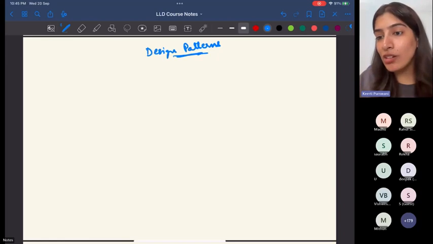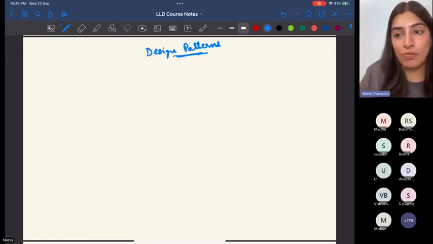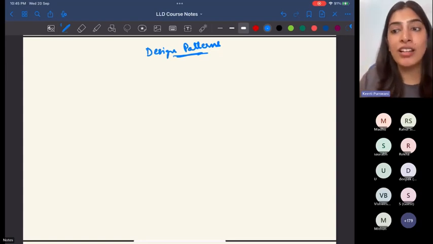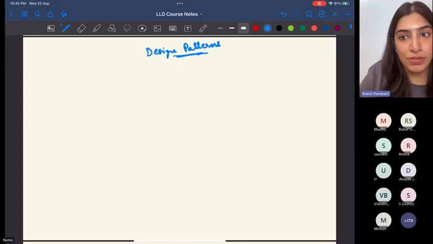Now, I can see Saurabh asking, have we left SOLID principles? The point is that these design patterns are basically templates, they are solutions, correct? So they follow SOLID principles.